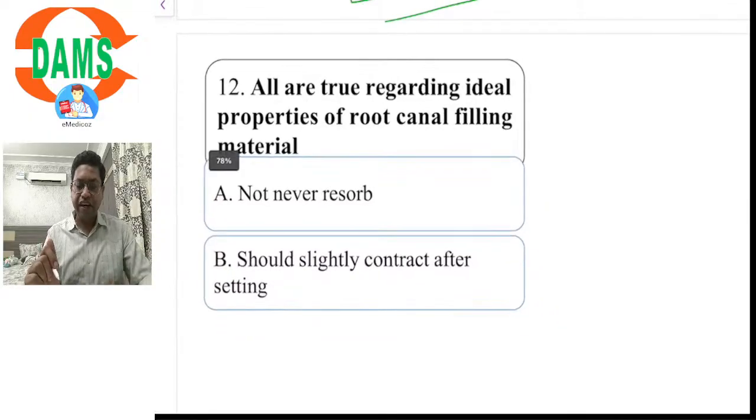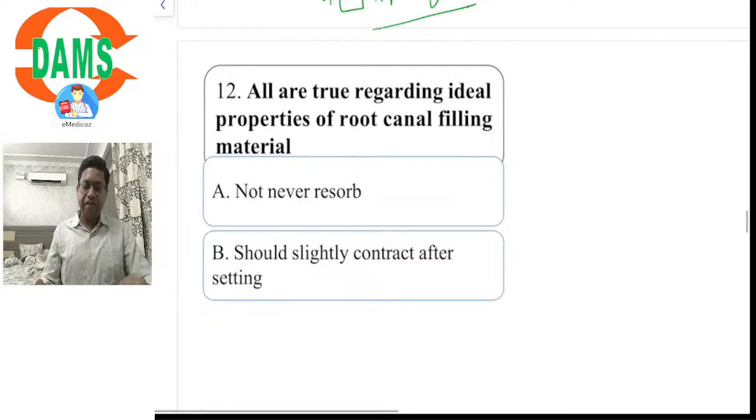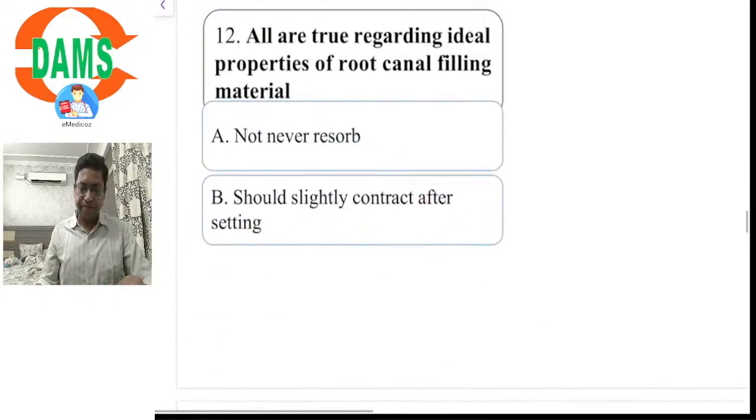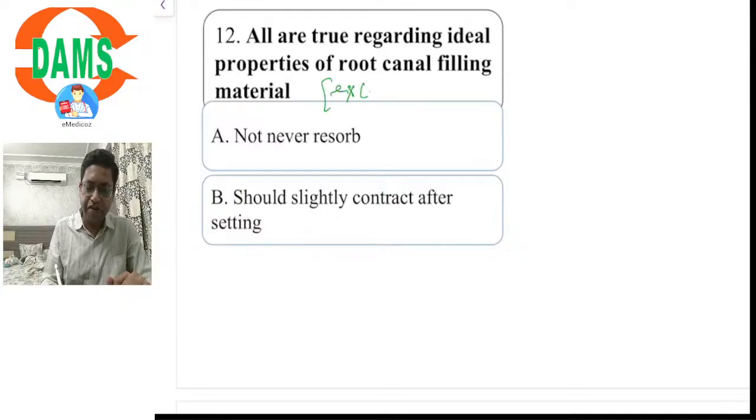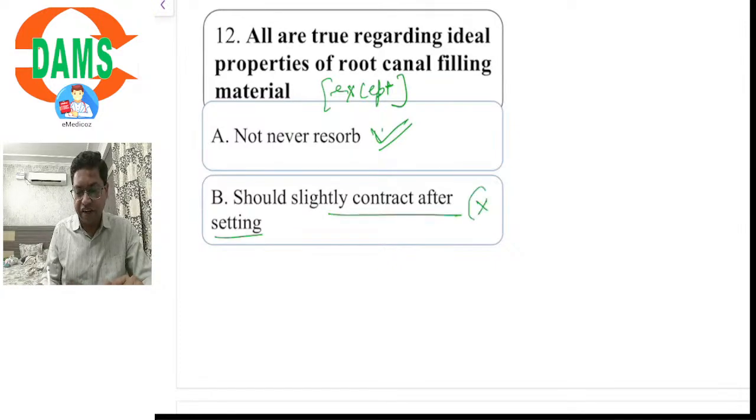Okay, all are true regarding ideal properties of root canal filling material. Should never resorb, should slightly contract after setting. All are true regarding ideal properties. This is an incomplete question and it should be like except, which is not correct. Definitely it should never resorb. It should be there for always, permanent. It should slightly contract after setting is not correct.